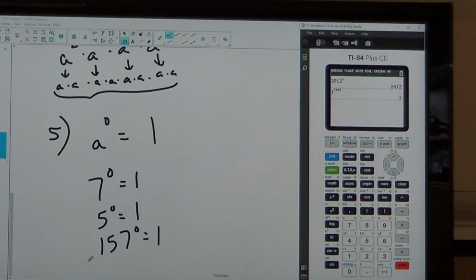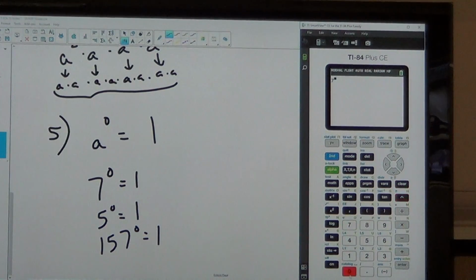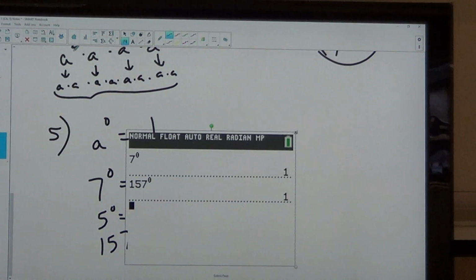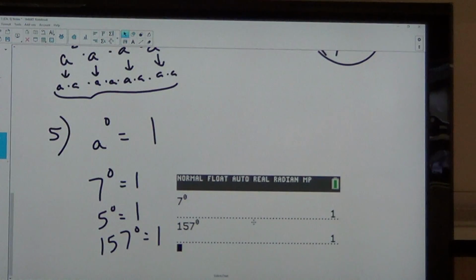If you don't believe me, I can come over here and say 7 to the 0 power is 1. 157 to the 0 power is 1. Anything to the 0 power is going to be 1. That's just a mathematical rule.